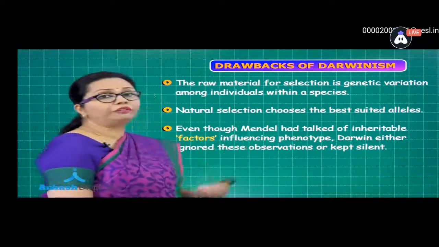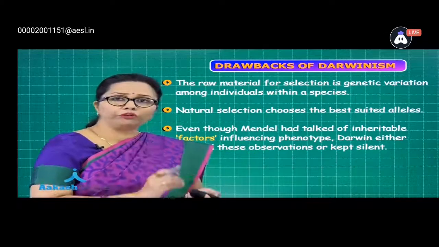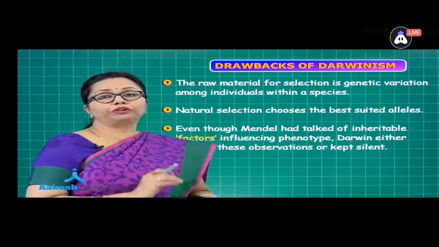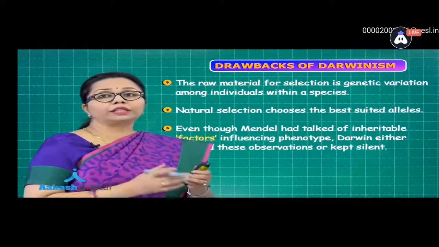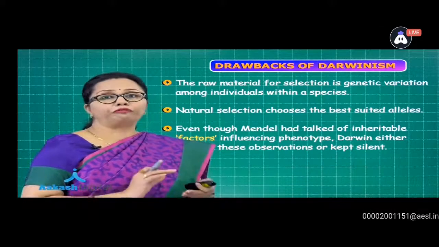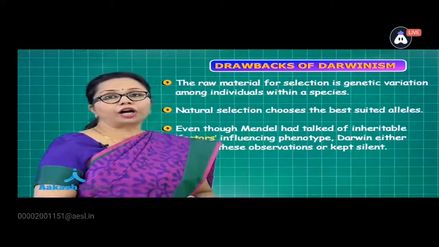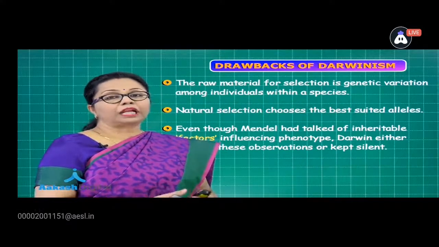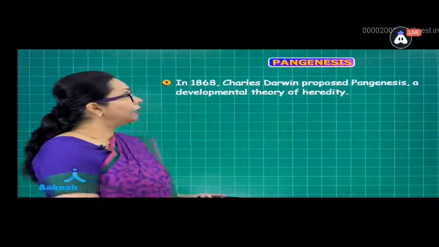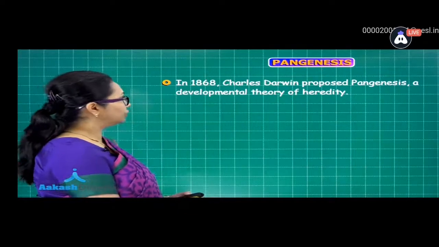So even though Darwin's theory has these drawbacks, in which the main drawback, of course, is the lack of explanation regarding variations, still, natural selection and branching descent are very important concepts of Darwinism. The explanation regarding variations led Darwin to formulate another theory. And that was the theory of pangenesis, or simply pangenesis.